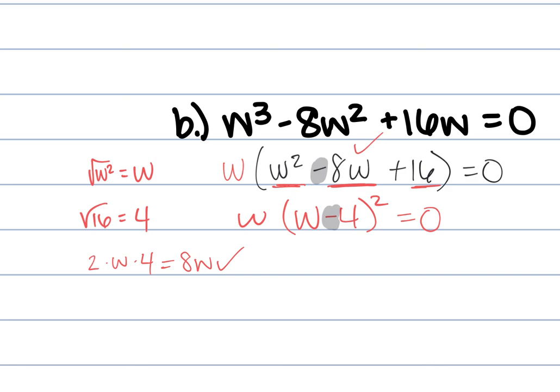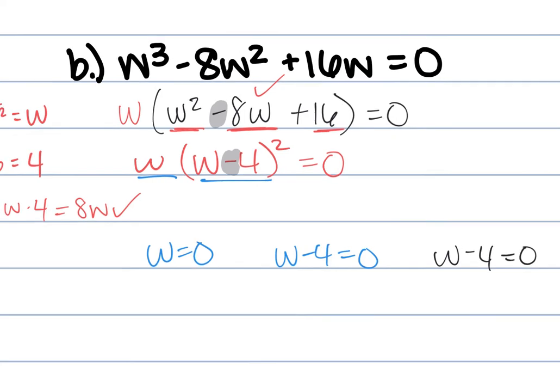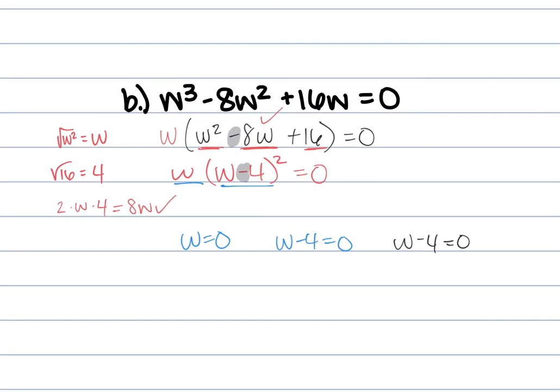So what do I do when it's completely factored? Good, you set it equal to 0. So W is going to be set equal to 0, and W minus 4 is going to be set equal to 0. Now, technically there's two of them, right? So W minus 4 also equals 0 again. How many answers am I going to get? 3, right? One of them is going to be repeated, though. Do you guys see that? Because one of them was W minus 4 squared.